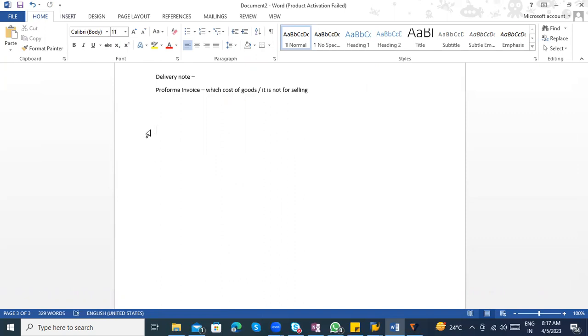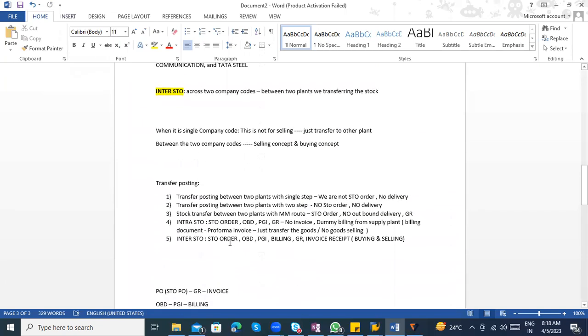So that will be different again. Okay, clear? Again, sometimes they use the standard process, and sometimes they go with the customization process. It depends on the client how it will be. Okay, clear?